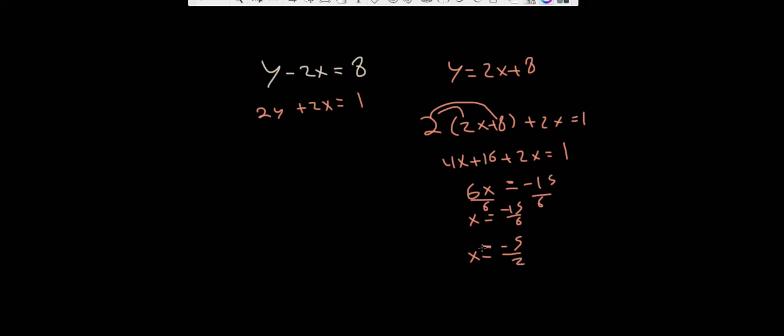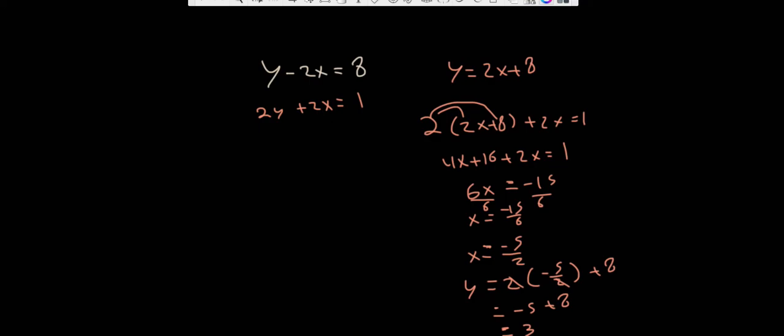Alright, so we have our x value. Now, in order to find the y value, we can plug it into this one, right? Because this is already solved for y. So let's plug it back into this equation and get our y value. So y is 2 times the x value plus 8. So y is 2 times negative 5 over 2 plus 8. So it's just negative 5 because the 2's cancel. Negative 5 plus 8 comes out to just 3.